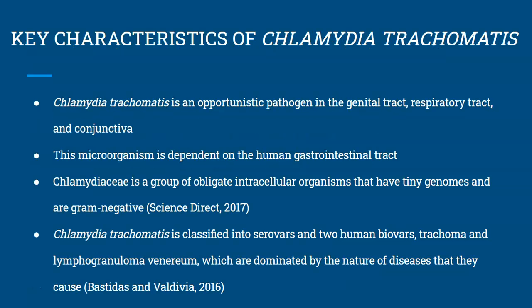The key characteristics of Chlamydia trachomatis is that it is an opportunistic pathogen in the genital tract, respiratory tract, and conjunctiva. This microorganism is dependent on the human gastrointestinal tract, and it is part of the family Chlamydiaceae. It is a group of obligate intracellular organisms that have tiny genomes and are gram-negative. Chlamydia trachomatis is classified into serovars and two human biovars, trachoma and lymphogranuloma venereum, which are determined by the nature of the disease that they cause.